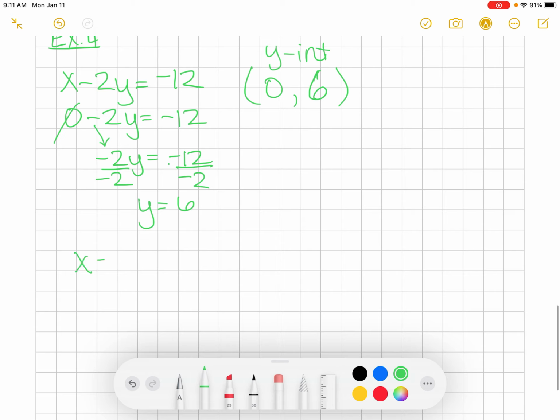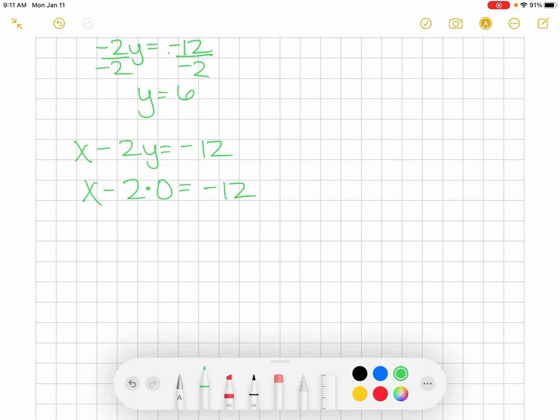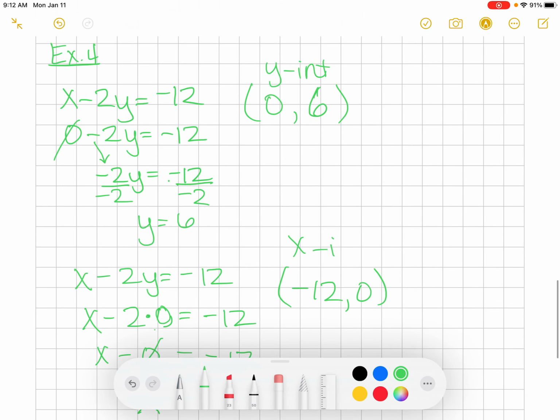And then let's do the next one. I'm just rewriting it so you can see. This time I'm going to make my y 0. Now you can't just do what I did in the first one and cross out the 0 and say, oh, it's not there, because it's connected now to that 2. So I need to do 2 times 0 is 0. And now I can say that's not there. So it's just x equals -12, because x minus 0 is x. And so my numbers here are (-12, 0). So there are my two intercepts. The x-intercept is (-12, 0), and the y-intercept is (0, 6).